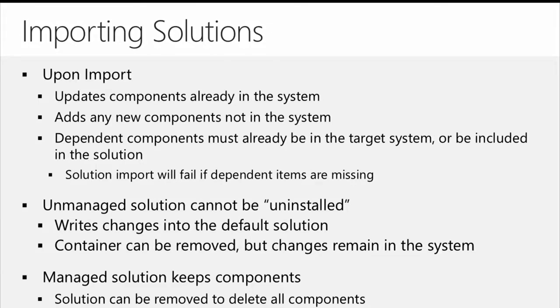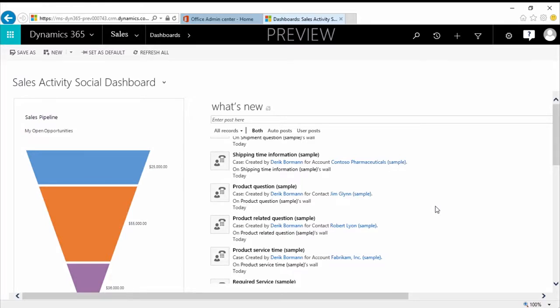Same thing with a managed situation. If I bring a managed component in, that's in essence an application install. So if I remove a managed solution, then all of the components are also removed. Think of one as just a container, and think of the other as an actual application. Removing one just removes the container, that's unmanaged. Removing the other, managed, removes everything, basically uninstalls it from the entire organization. So let's hop into Dynamics 365 and create a solution and see how that's going to work.